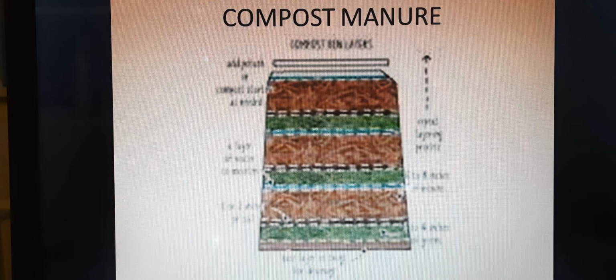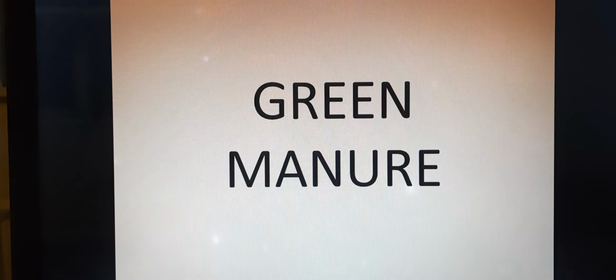Again we will give dead and organic matter, that means left out food materials, left out vegetables, everything we will collect and give as one layer, and then we will give another layer of soil. Like this, the upper layer we will give mud, and sometimes we will give water. After 3 to 4 months we will collect the compost manure. This is very good manure used by the farmers for the production of crops.